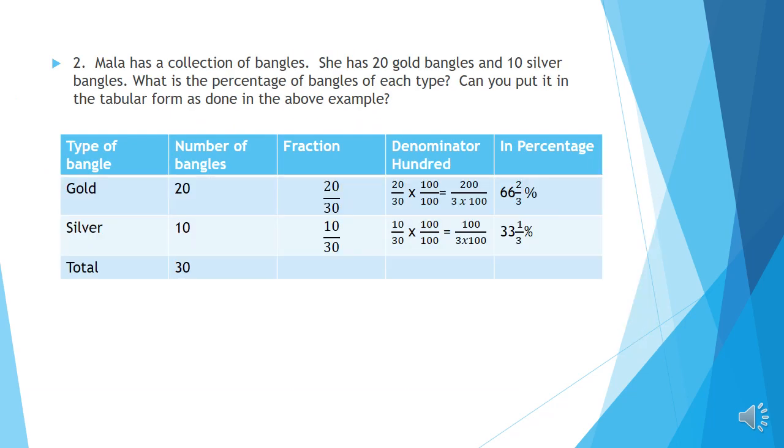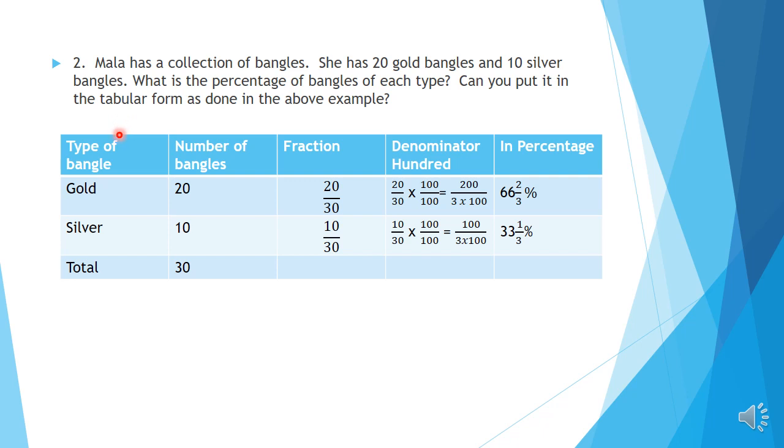Question number 2. This is also one question from try this question, and it is number 2. Mala has a collection of bangles. She has 20 gold bangles and 10 silver bangles. What is the percentage of bangles of each type? Can you put it in the tabular form as done in the above example? So in the textbook we have an example like that. We have to do this question in the tabular form. So tabular means table, draw and do. Okay, tabular. Table you have to draw and do the answer.